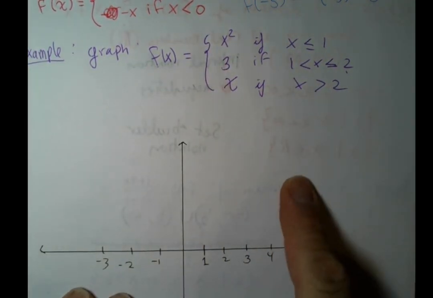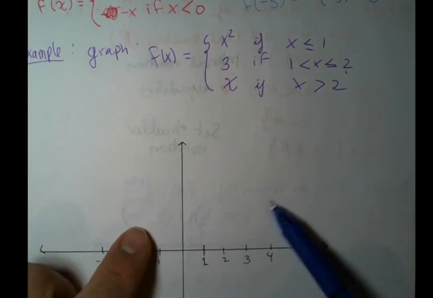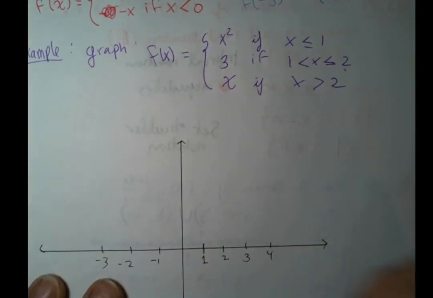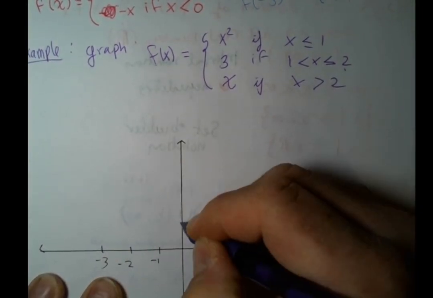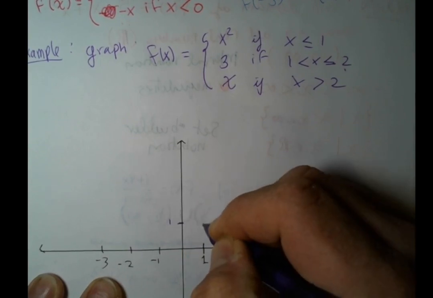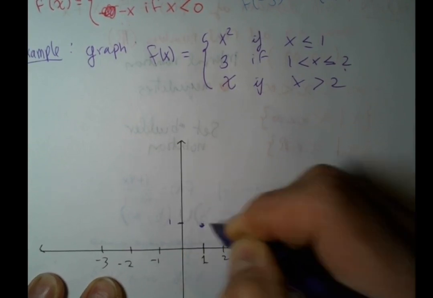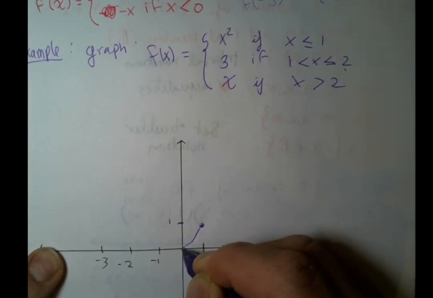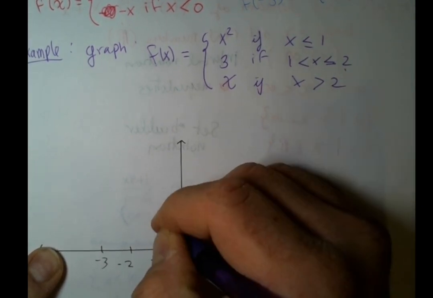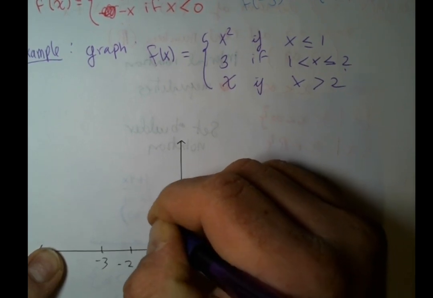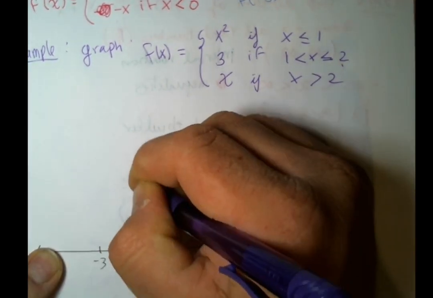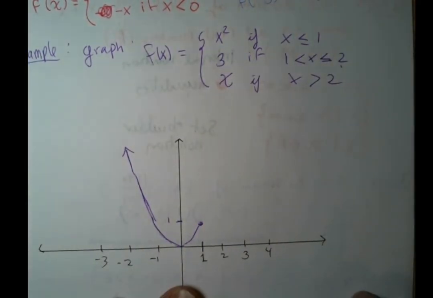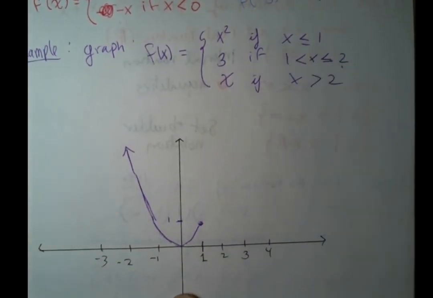All right, notice here it includes 1, so when x is 1, 1 squared is 1, so the value is in fact part of the graph, right? And just graphing the quadratic, it looks something like this, going off in this direction. All right, so that's our first part of our piecewise function.